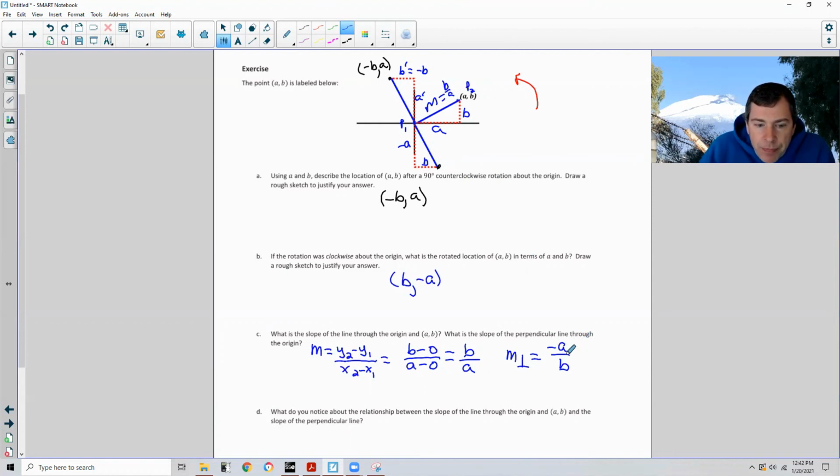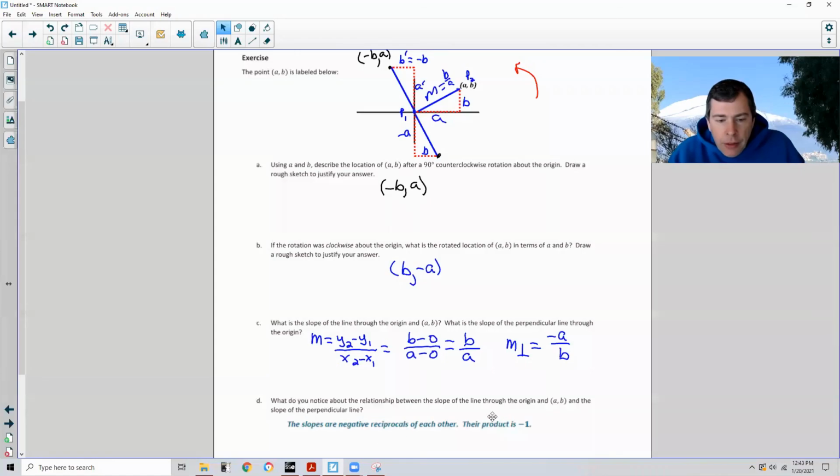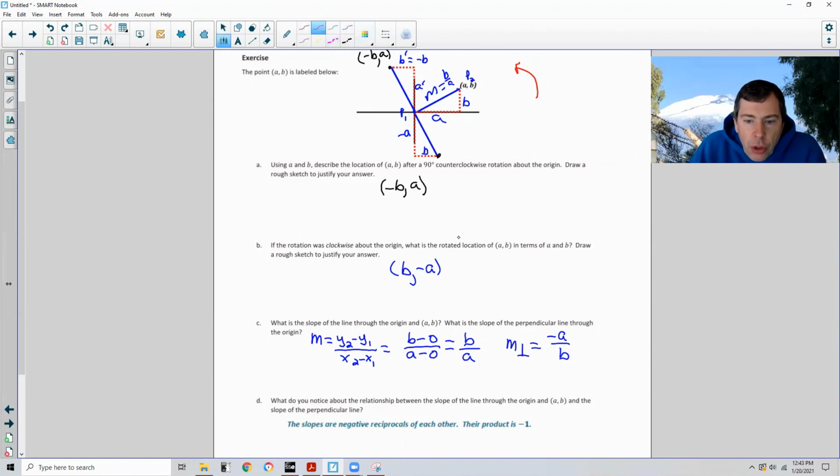So there it is. D, what do you notice about the relationship between the slope of the line through the origin and A, B and the slope of the perpendicular line? Well, they're negative reciprocals. Okay, so we'd say the slopes are negative reciprocals of each other. Their product is -1. So what they mean by that is, if you multiply the slopes of the two perpendicular lines, you get -1.